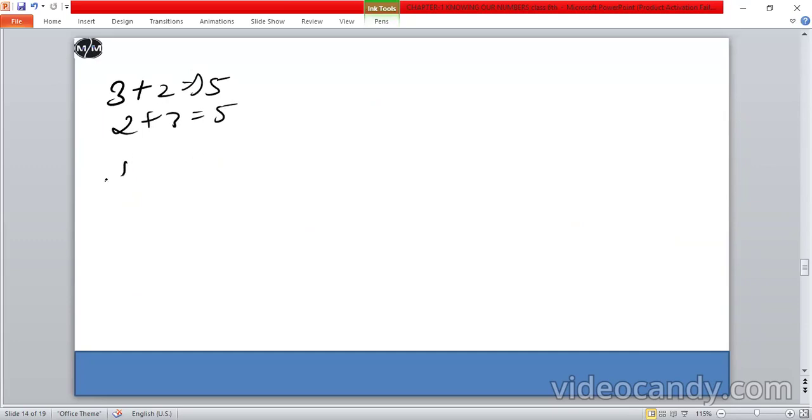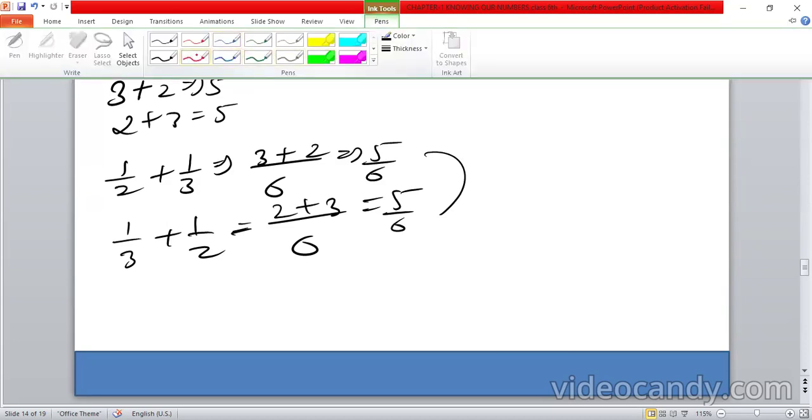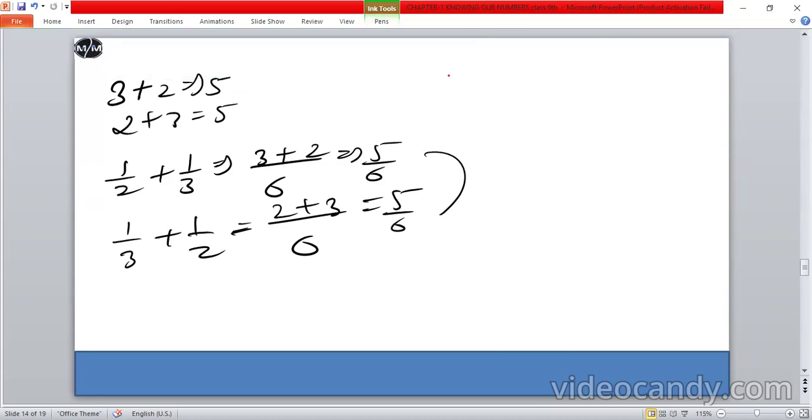And the rational number 1 by 2 plus 1 by 3 is equal to 5 by 6. 1 by 3 plus 1 by 2, which is equal to 2 plus 3 by 6, which is equal to 5 by 6. Again, both the results are same. Despite their positions, the answer remains the same. Let's see for the subtraction also.